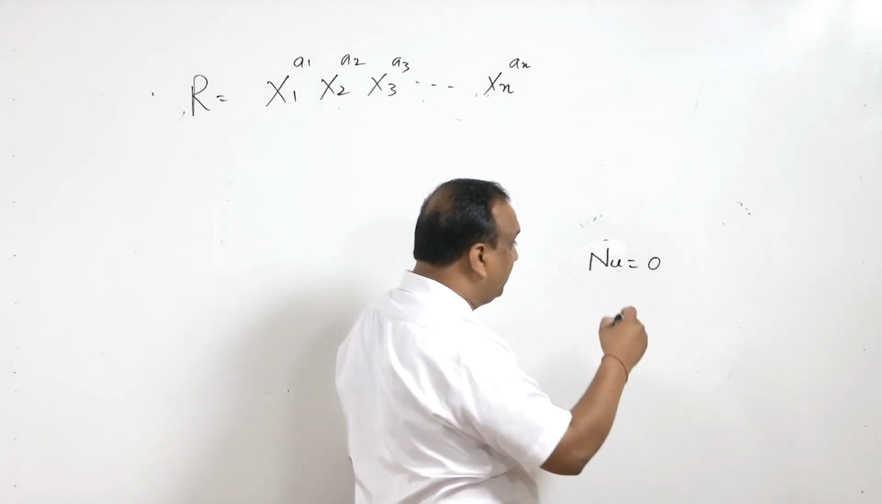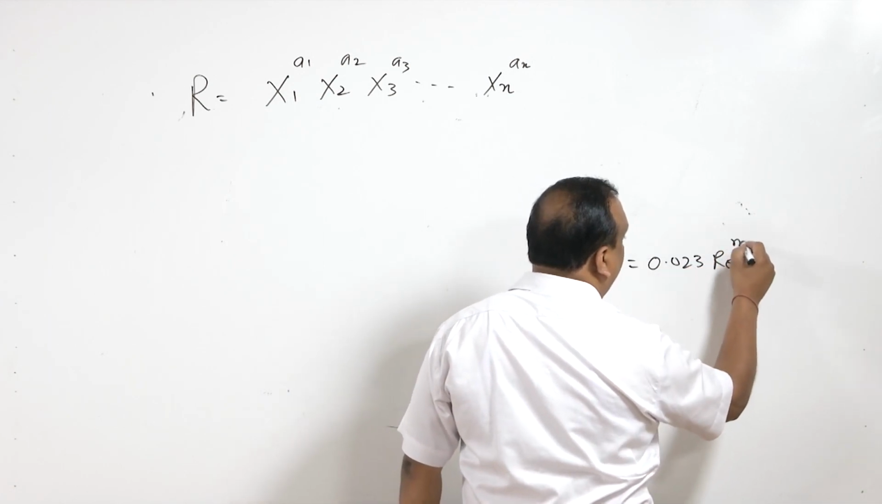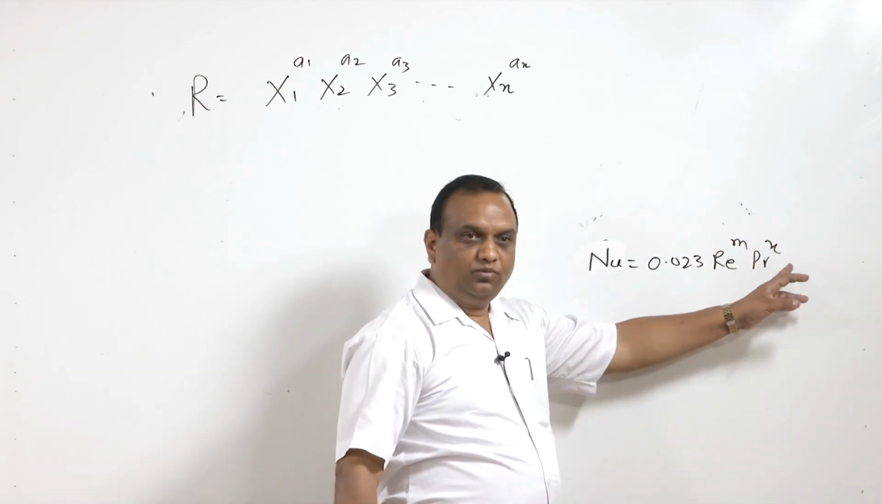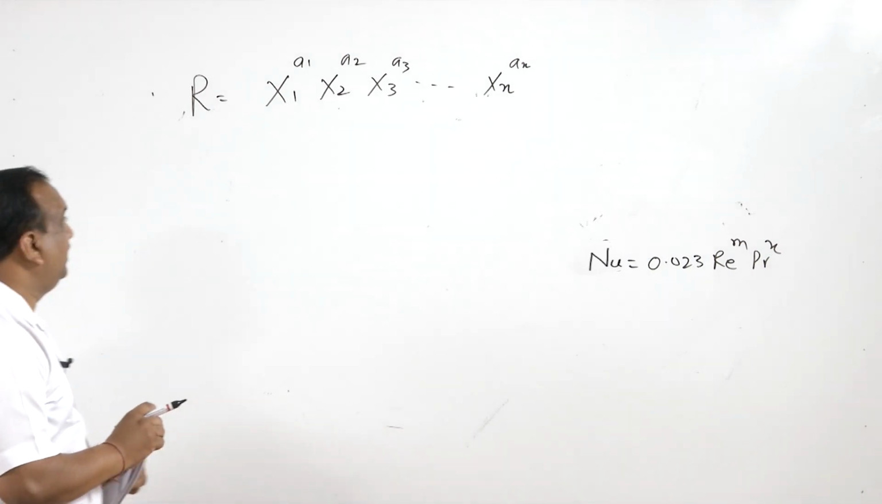For example, the Reynolds number; those who are mechanical know it very well. For example, flow in a pipe: some constant 0.023, Reynolds number to the power m, Prandtl number to the power n. This is 0.8 and this is 1 by 3. So, such types of relations we have in mechanical engineering.